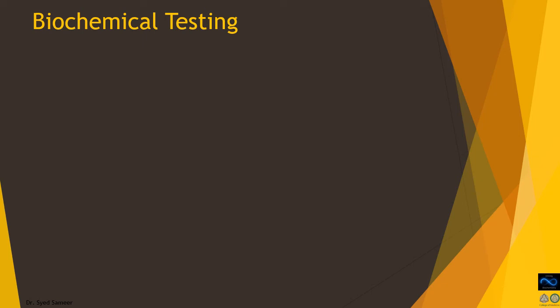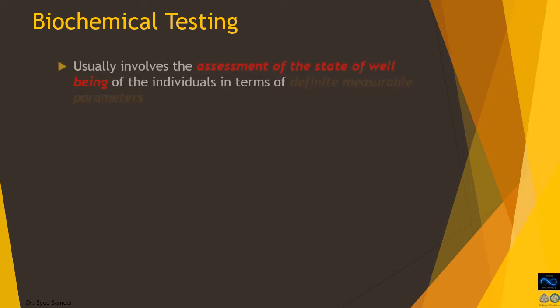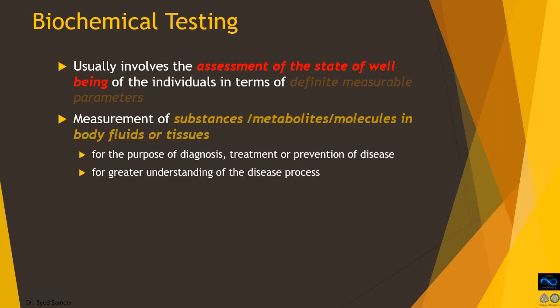A wide variety of biomarkers are available, but they are seldom used lonely for the detection of diseases and to monitor them. What is in turn done is that a number of biomarkers are chosen in a way to form a panel, and they are tested biochemically in order to assess the state of well-being. So biochemical testing involves a number of different kinds of biomarkers taken together and measured for the assessment of the state of well-being of an individual, and they give the results in definite measurable parameters.